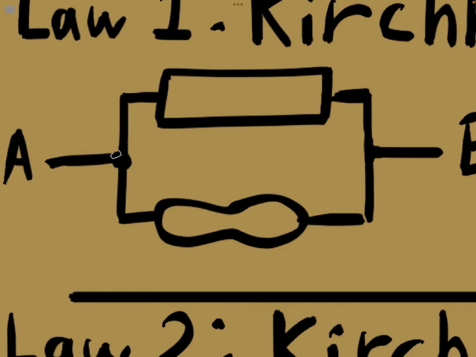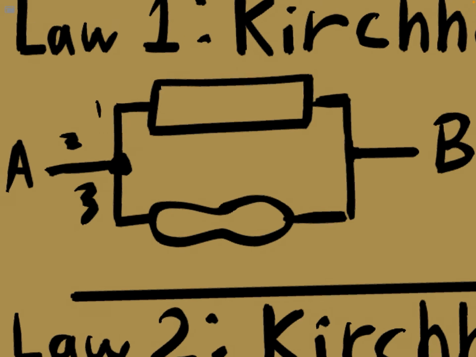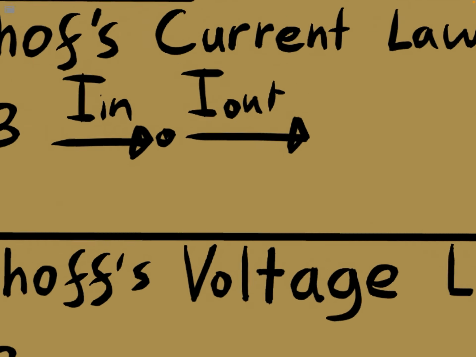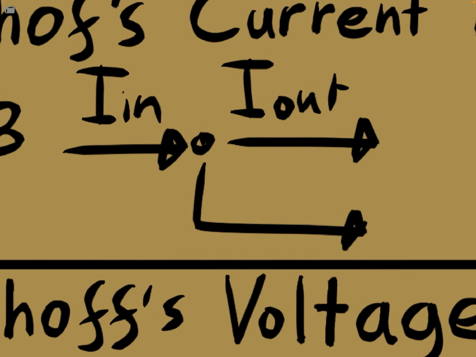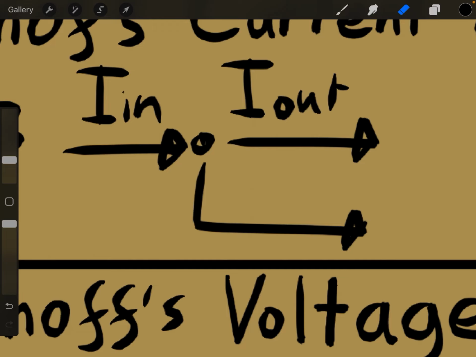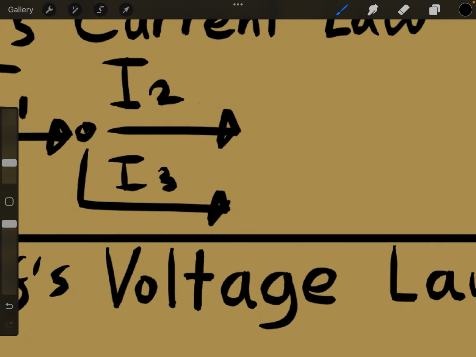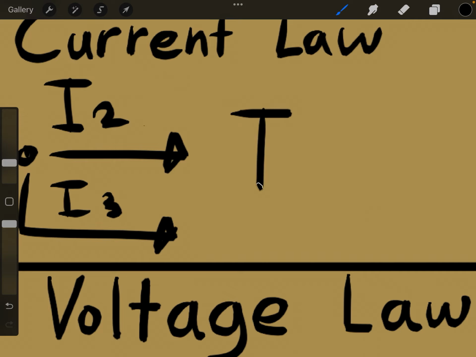So if you have a circuit diagram like this one, any point where there are more than 2 paths connected, so here you've got 1, 2, 3 paths connected, is what we call a node. And if we take this node for example, it has 2 currents out, so I guess we can rename these. You've got current 1 coming in, current 2 coming out, and current 3 also coming out.